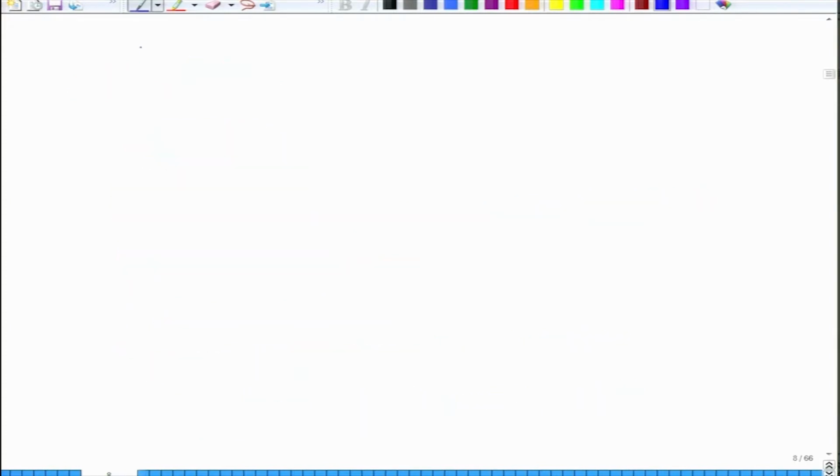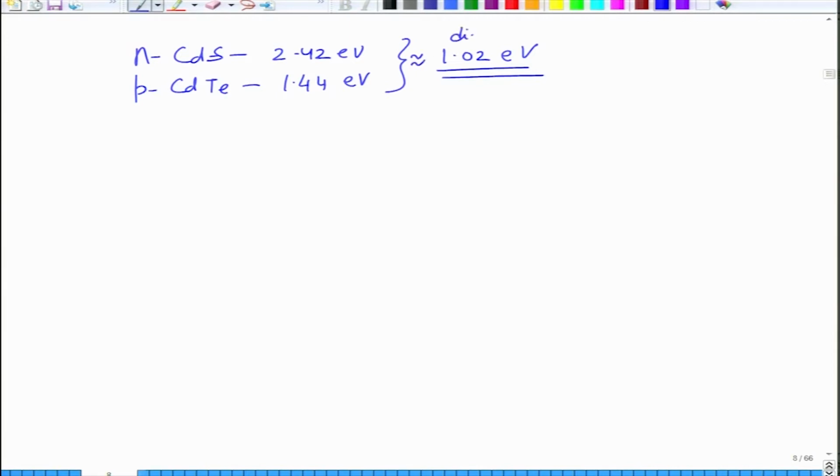N type CdS has a band gap of, as we said, 2.42 eV, and p-CdTe has a band gap of nearly 1.44 or 1.45 eV. And we get a differential of about 1.02 eV between the two. And they have pretty good properties, however this junction has a slightly higher lattice mismatch. The lattice mismatch is about 9.7% between the two materials.